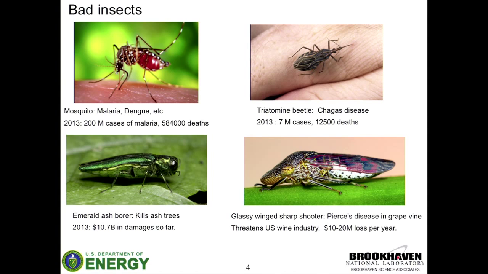There's also a lot of bad bugs around, okay? Malaria kills more than 500,000 people a year, just malaria alone. There's this other bug called a triatomine beetle, and it kills more than 10,000 people a year. Bugs also do some very bad damage to agriculture, for example, or to plants. For example, the well-known emerald ash borer. The USDA estimates that so far it's done more than $10 billion in damage. Another example is the glassy-winged sharpshooter, which is responsible for something called Pierce's disease that affects grapevines. And every year, the wine industry loses about $10 to $20 million to this bug.